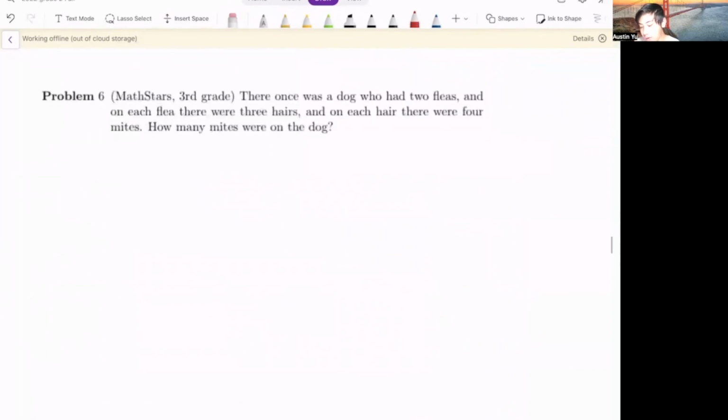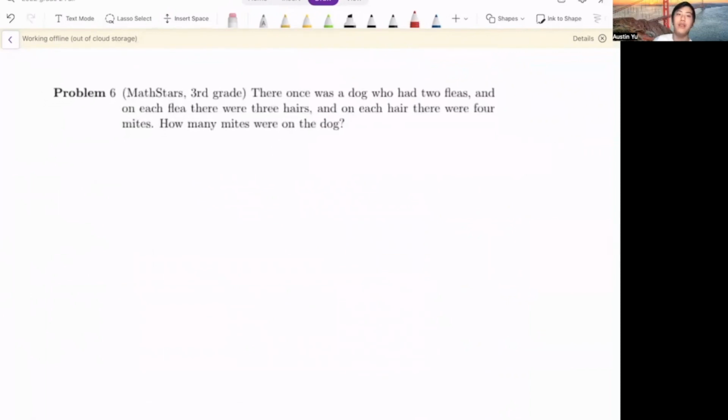Problem 6. There once was a dog who had 2 fleas, and on each flea there were 3 hairs, and on each hair there were 4 mites. How many mites were on the dog? So the dog had 2 fleas. So let me say flea 1 and flea 2.